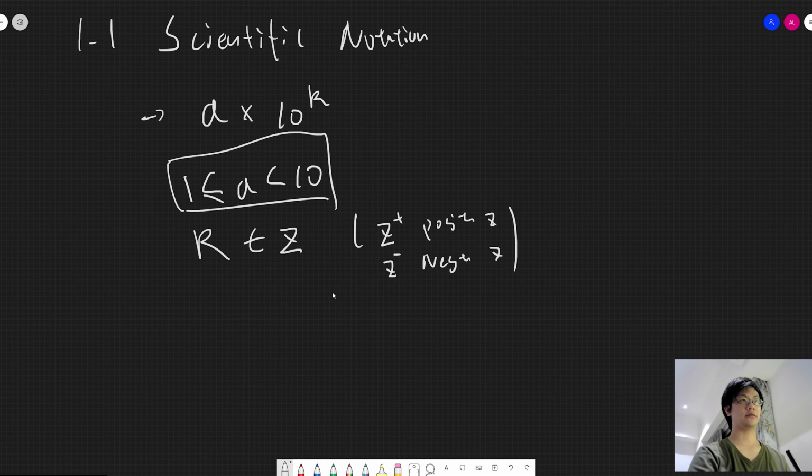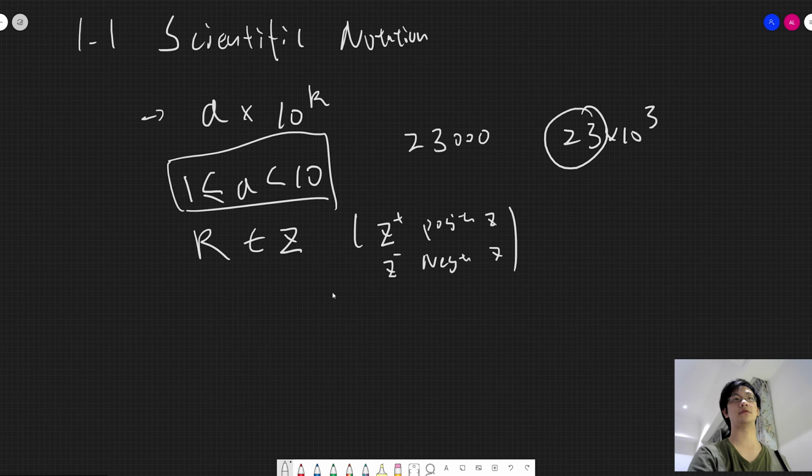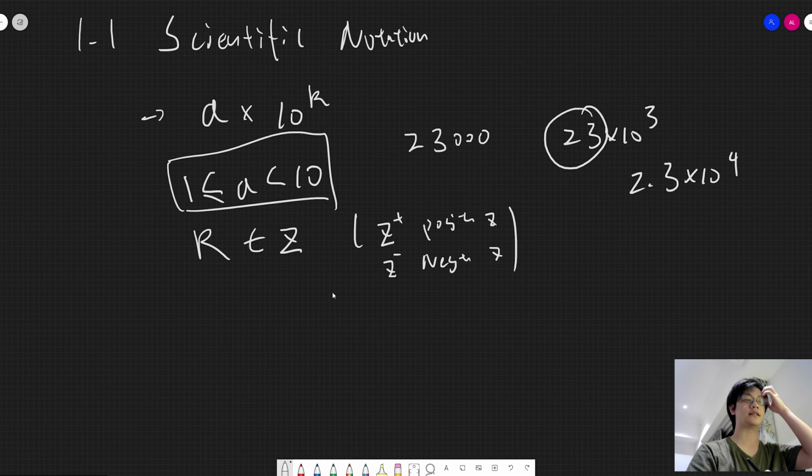Okay, a has to be in that range. So if I have a number like 23,000, I can't write 23 times 10 to the 3. That would be the same value, but not scientific notation because a is 23. You have to write 2.3 times 10 to the 4th. This is very helpful because in all the other fields, you really want to regulate it to the same way, so it's easier to compare. Otherwise, everyone uses their own, and then it just gets messed up.